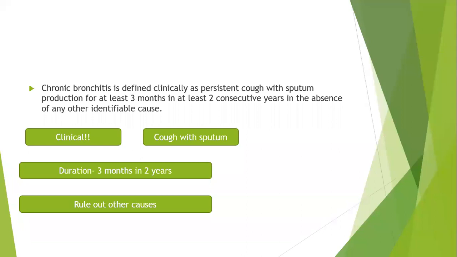Coming to chronic bronchitis. Chronic bronchitis is defined clinically as persistent cough with sputum production for at least 3 months in at least 2 consecutive years in the absence of any other identifiable cause. The first thing you need to know is that it is a clinical definition, so as a pathologist, we don't really do anything in the diagnosis of chronic bronchitis. Second, there is cough with sputum. Sputum production is the most important aspect of chronic bronchitis, and most of the symptoms are due to the production of an abundance of sputum.